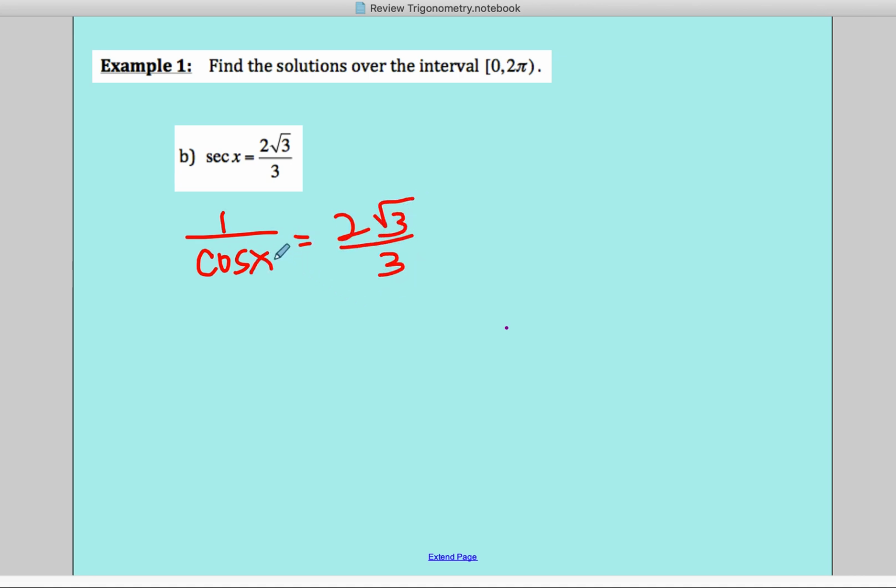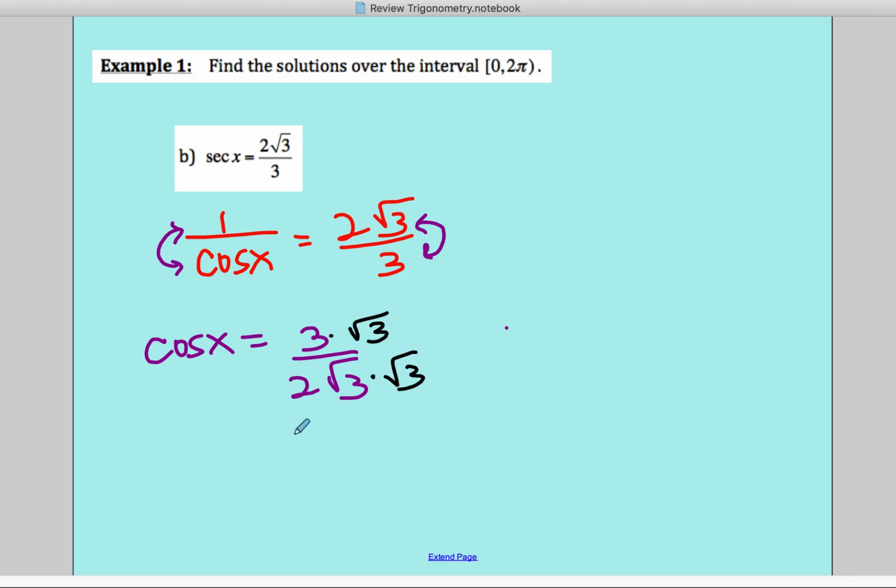over 3. Now I don't want 1 over cosine, I just want cosine. So what we're going to do is go ahead and flip both sides. So I have cosine of x equals 3 over 2 root 3. From here, I know this is not on my unit circle, so I'm going to rationalize. So to get rid of that square root of 3, I'm going to multiply top and bottom by square root of 3.